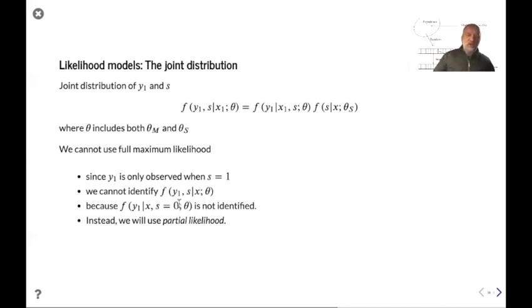Formally, you can say that the density for y1 conditional on x, when you condition on not being selected, is not identified, because we don't observe what y1 is when we are not selecting the samples. Essentially, y1 is unobserved when the selection indicator is equal to 0. So we can never hope to identify this conditional density, and that means we need to continue with partial maximum likelihood instead of doing a full-blown conditional maximum likelihood using this entire expression.